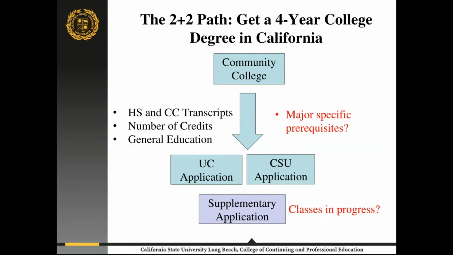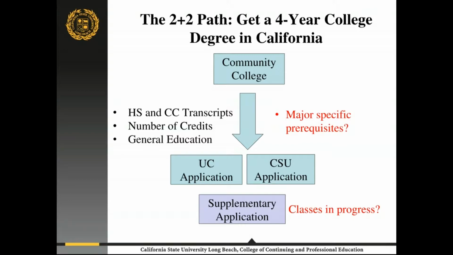But there may also be some major-specific requirements, prerequisites. These are classes you want to take during your first two years in community college that will help you get into the major you want. And it depends on the campus and on a word we use here in California: impacted. It means how popular that campus is, how many applications they're getting based on how many seats they have. My own campus, Cal State Long Beach, is heavily impacted. We're a very popular campus. In fact, we're one of the top campuses in America for transfer applications. We're a very popular destination for transfer students.